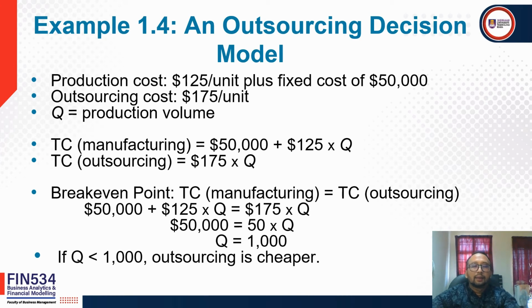So by utilizing the equation, $50,000 plus $125 multiplied by Q is equal to $175 multiplied by Q. And then we solve for Q. Q is equal to 1,000 units. So with 1,000 units, the total cost of manufacturing will be equal to the total cost of outsourcing. So if Q is less than 1,000, outsourcing is cheaper, and vice versa.